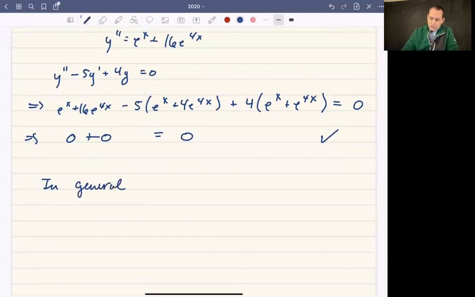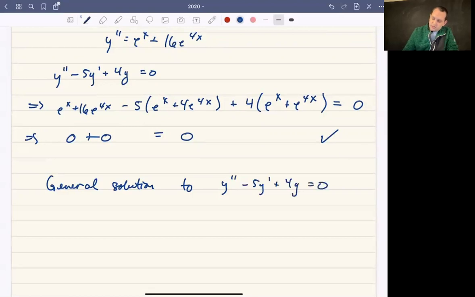the general solution to the differential equation y double prime minus 5y prime plus 4y equals 0 is going to be c1 e to the x plus c2 e to the 4x.